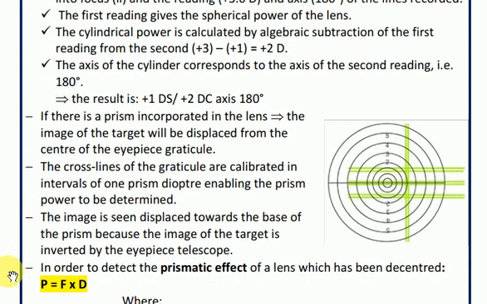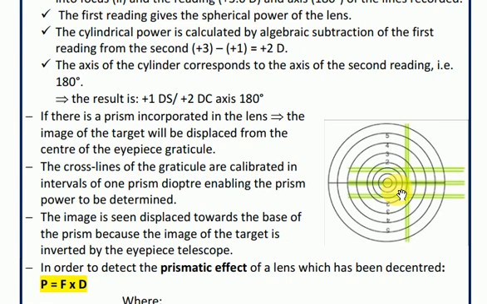Now if there is prism incorporated in the lens, the image of the target will be displaced from the center of the eyepiece reticule. The cross lines of the reticule are calibrated in intervals of one prism diopter, enabling the prism power to be determined. The image is seen displaced toward the base of the prism, because the image of the target is inverted by the eyepiece telescope.